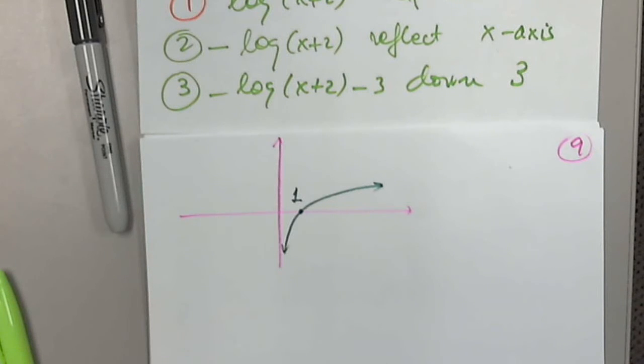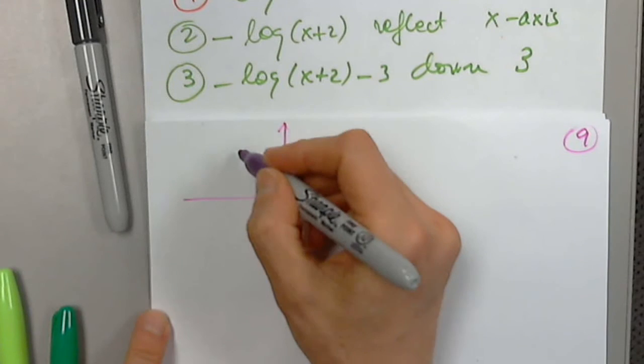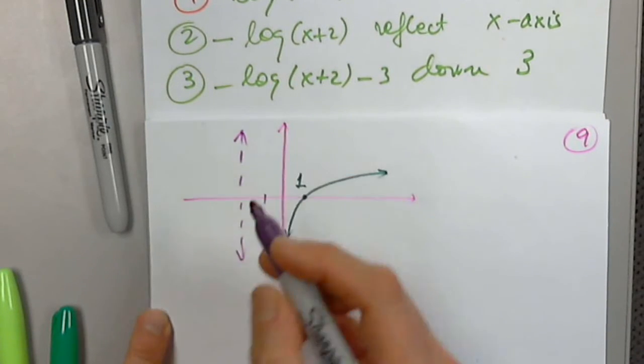Next transformation, you told me to shift the graph left 2. But this graph has a vertical asymptote. What do I have to shift first? Left 2. The x-intercepts? Nope. The whole graph? Nope. Vertical asymptote. Yes. So this is x equals 0. Now it will become x equals negative 2.